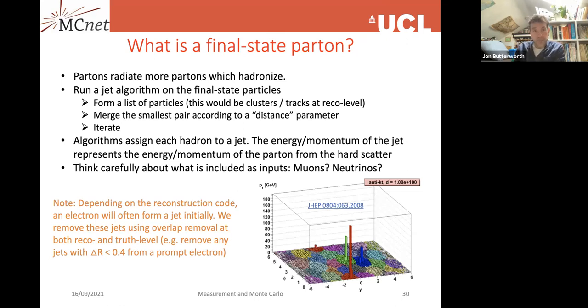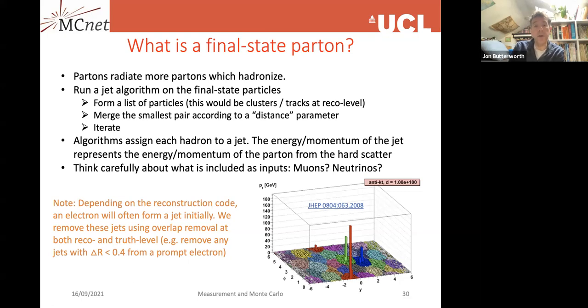Final state partons. Partons radiate. A lot of the issues are the same as with the electrons radiating photons, for instance, but much more so because of the strong interaction and because of confinement. So partons radiate more partons which hadronize. So we, in the end, run a jet algorithm on these. On the final state particles, we form a list of those particles, which can be a list of reconstructed particles or of true particles, or if you have a theory that only goes to parton level, it could be a list of partons.